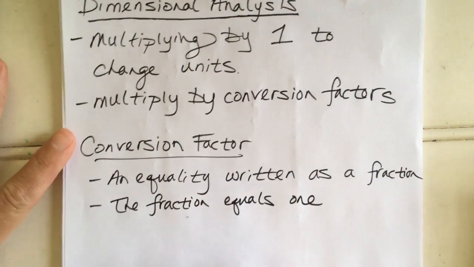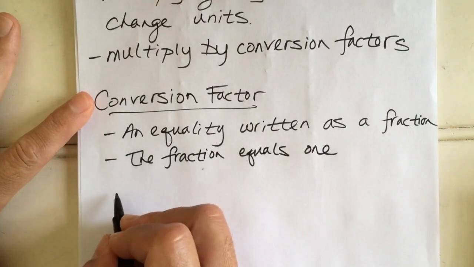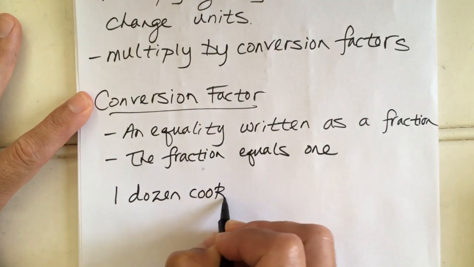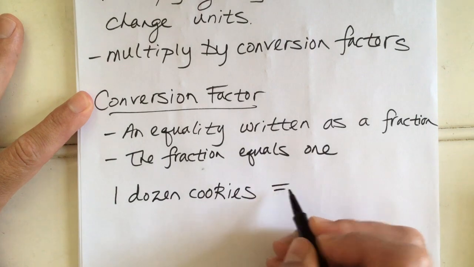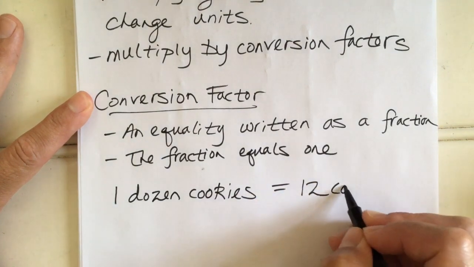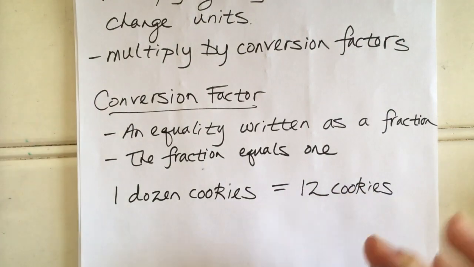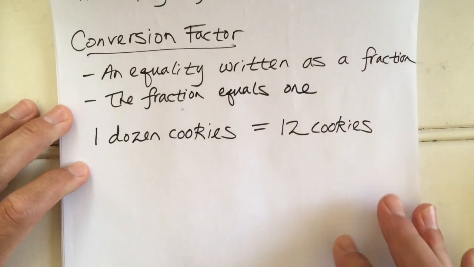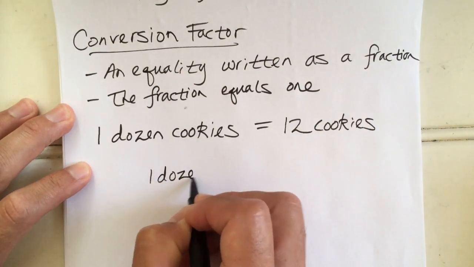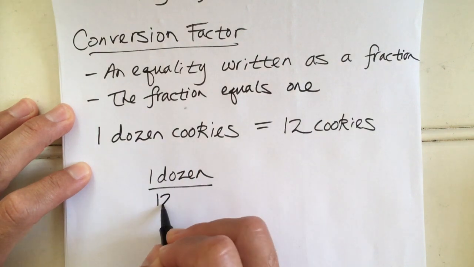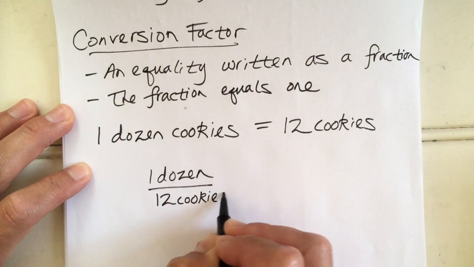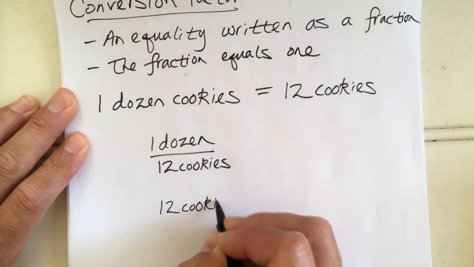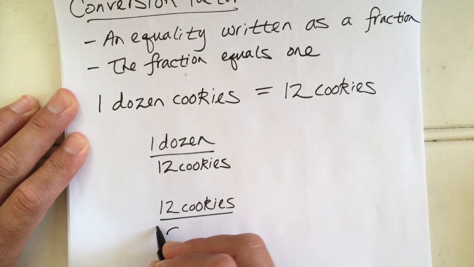So for instance, let's take 1 dozen cookies. 1 dozen cookies is equal to 12 cookies. Right? They're equal. So we can write that as a conversion factor. For instance, I could write 1 dozen over 12 cookies. Or I could write 12 cookies over 1 dozen.